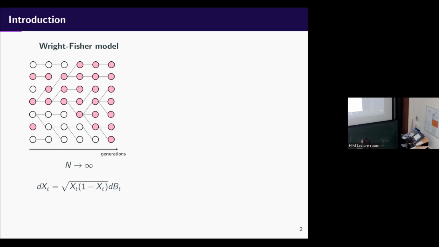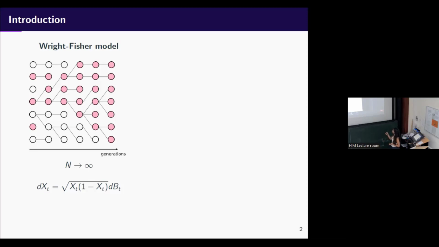So if you consider that xt is the proportion of, let's say, pink individuals in this population, then when you rescale time and you take the population size to infinity, this frequency process will converge to the Wright-Fisher diffusion, which is the solution of this SDE, where Bt is a standard Brownian motion.